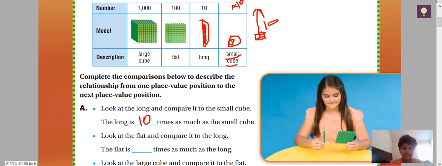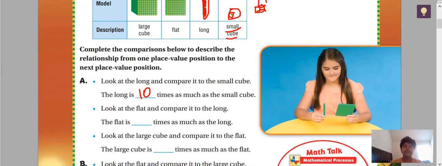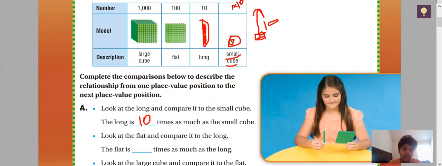Now let's do the second one. Pause the video again. Try to figure out the answer to this question. Unpause when you're ready. Did you unpause? Well, I guess you did because I'm talking to you. Let's get to the second one. Look at the flat and compare it to the long. The flat is how many times as much as the long. Well, we're comparing a flat to a long. Let me first erase this circle.